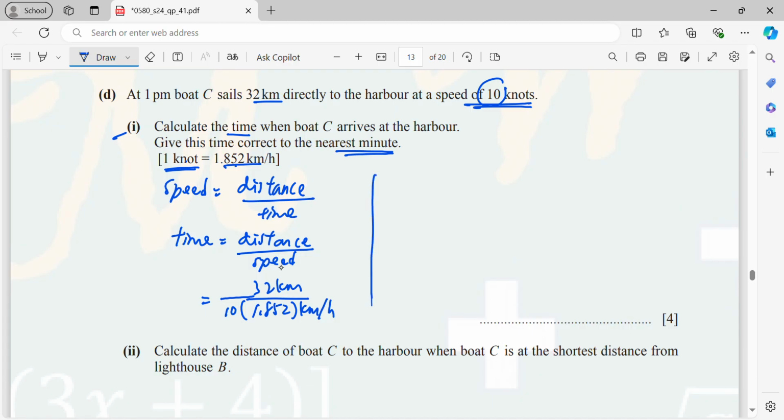So which means I will be getting my time equals to 800 over 463 hour. So now the question is asking for minutes. So 1 hour is 60 minutes, so you just times 60.